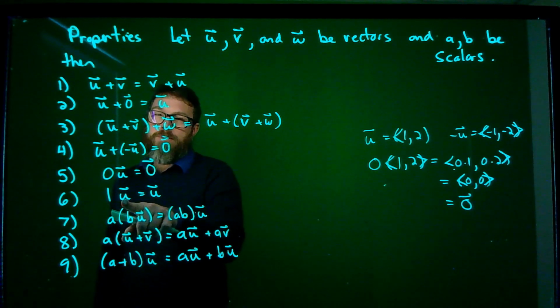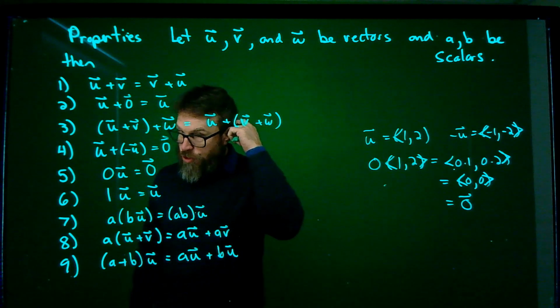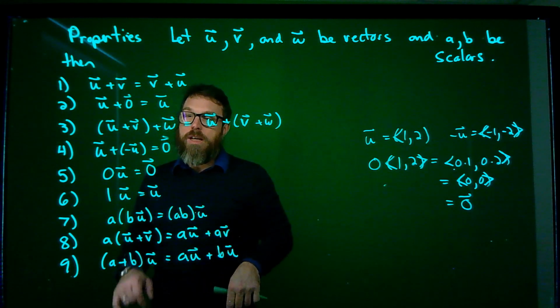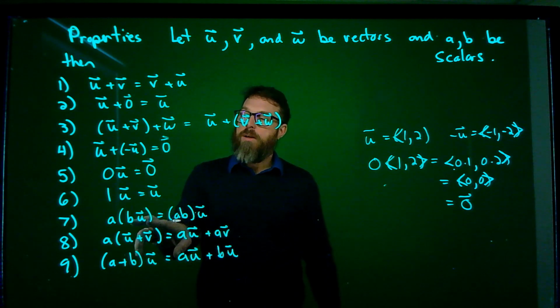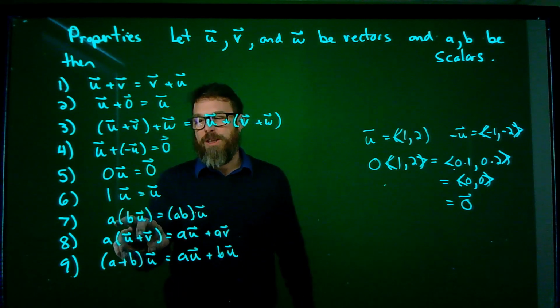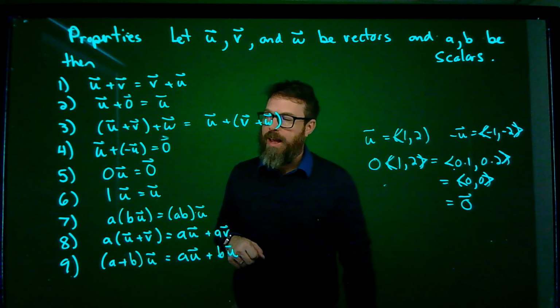The scalar 1 times u is going to be u, so very similar. If I multiply this by 1, it's going to leave u unchanged. It also says that scalar multiplication is associative, so I can multiply u times b first and then multiply by the scalar a, or you can multiply the scalars first and then multiply by the vector last.